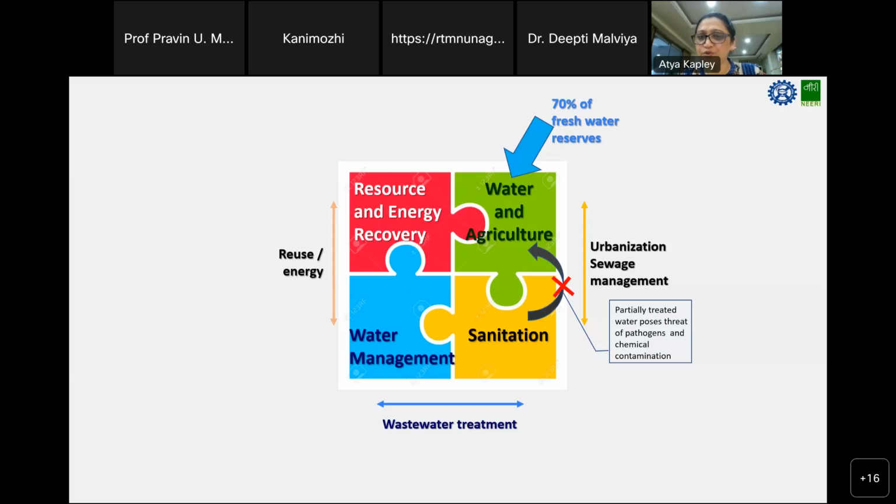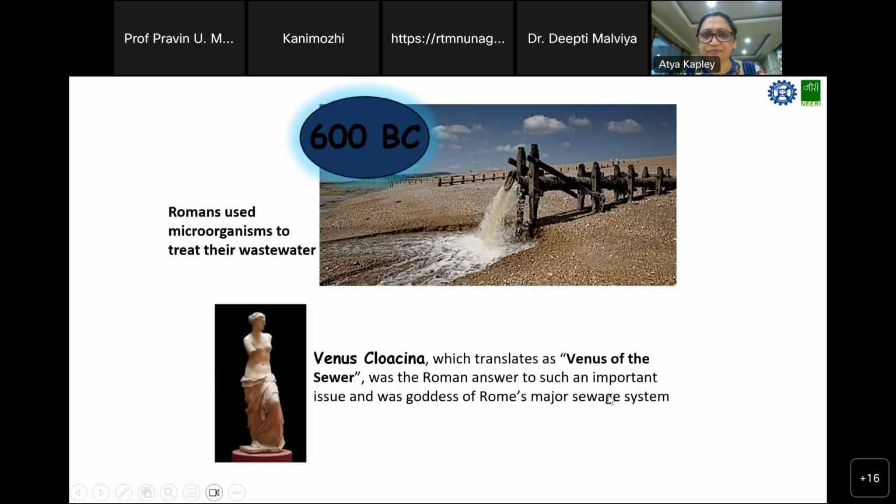But the warning here is that you cannot do this half-heartedly. If you do, you're just introducing more pathogens into your agriculture, and somewhere through that food, it is going to reach us again. So wastewater management is, I would say, a top priority that needs to be taken very seriously.